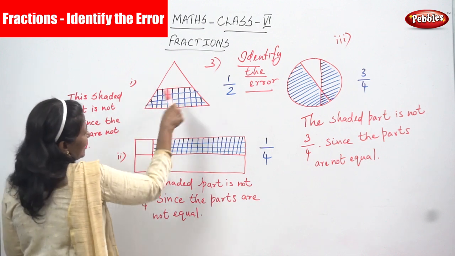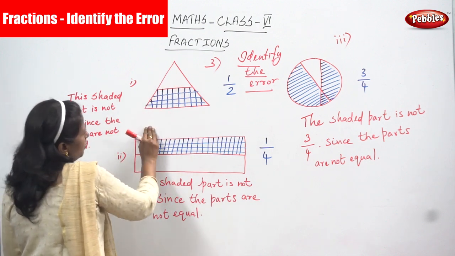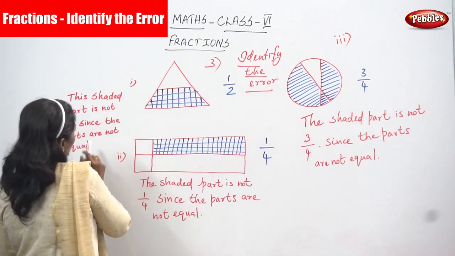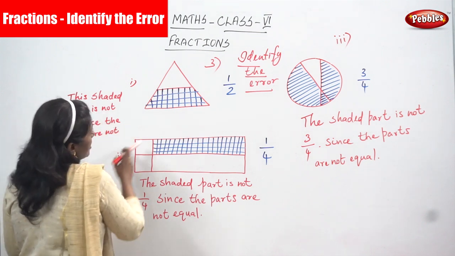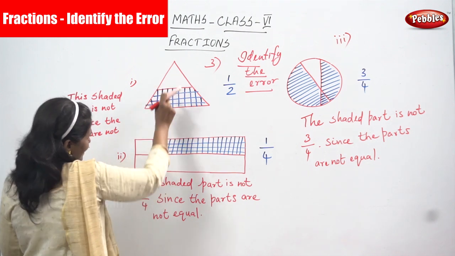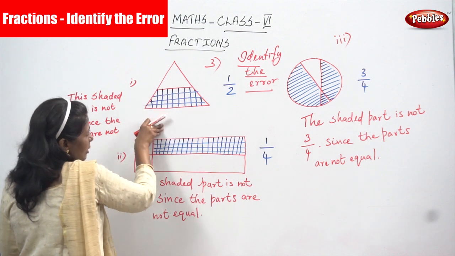I've drawn the triangle diagram. Then I cut it into two parts. But this shaded part is not 1 by 2 since the parts are not equal. So this is a triangle. I cut it into parts, first part and second part, but they are not equal.